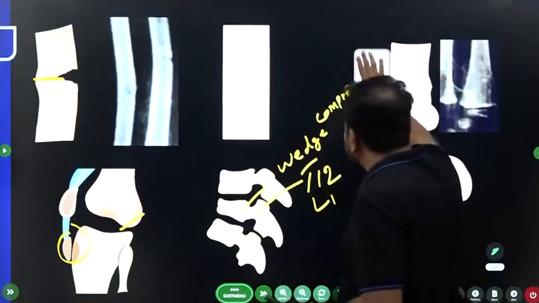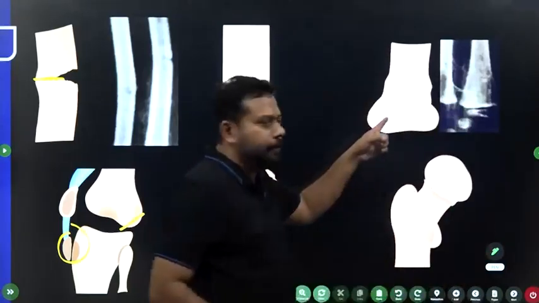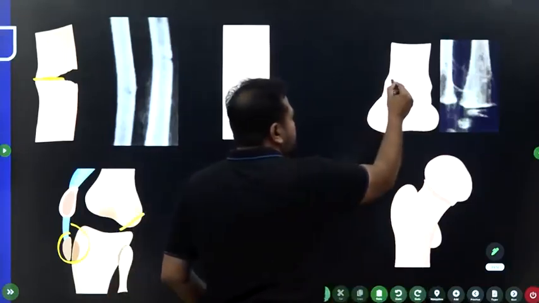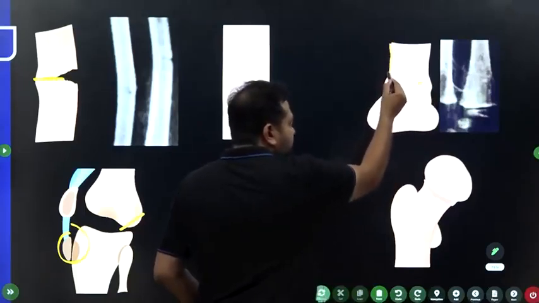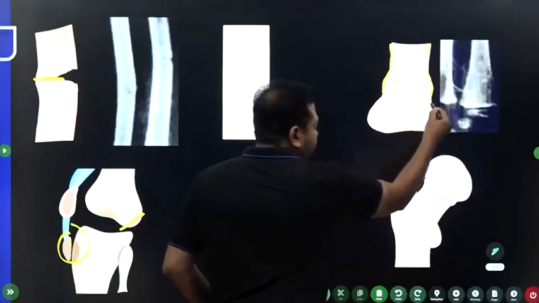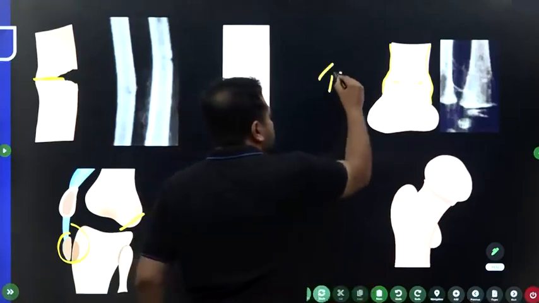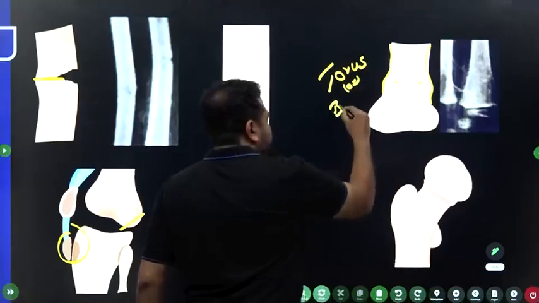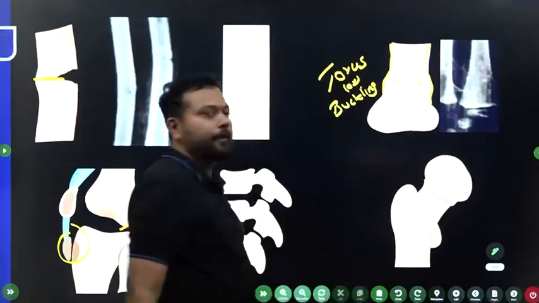Okay, then comes the next fracture. Look here. You are able to see this is a bone. Partial breakage of the bone is there. This is the periosteum. In the periosteum, there is a buckling. There is a swelling, buckling. So this is called a torus fracture, otherwise called a buckling fracture.